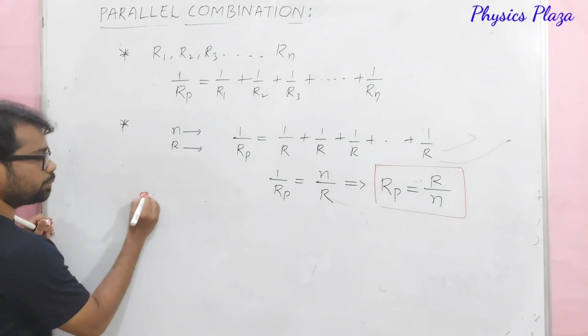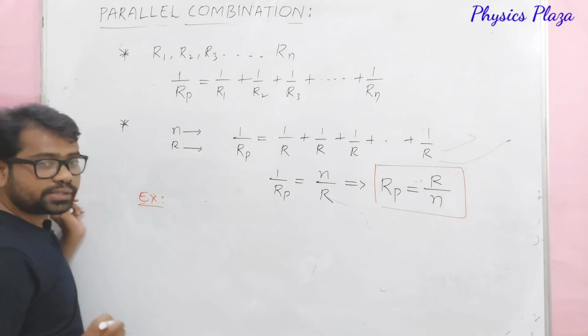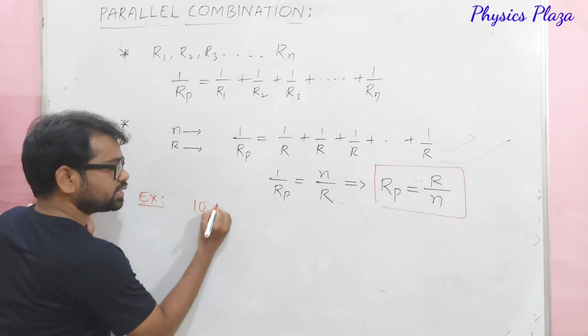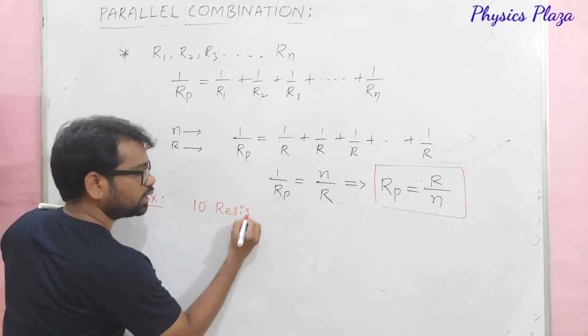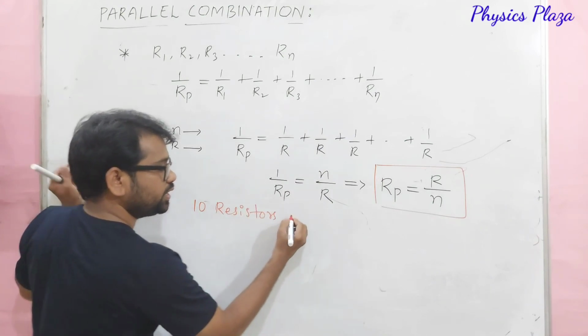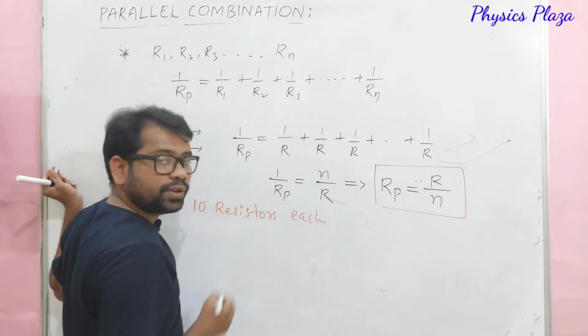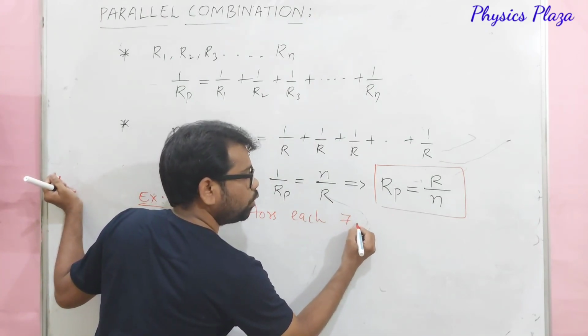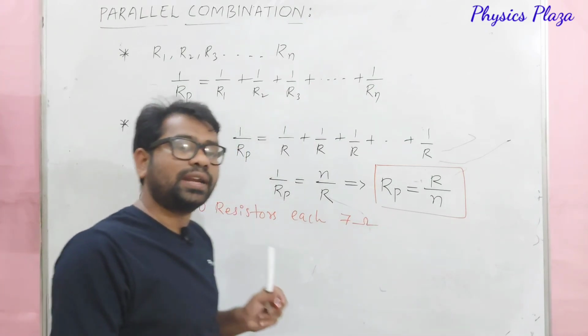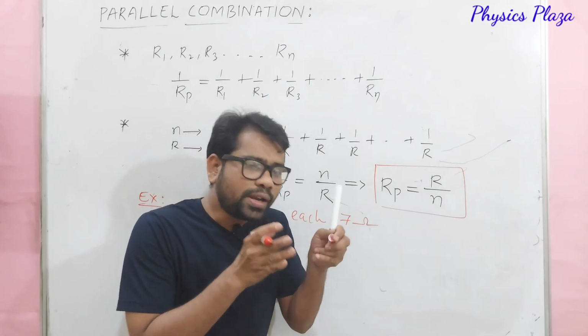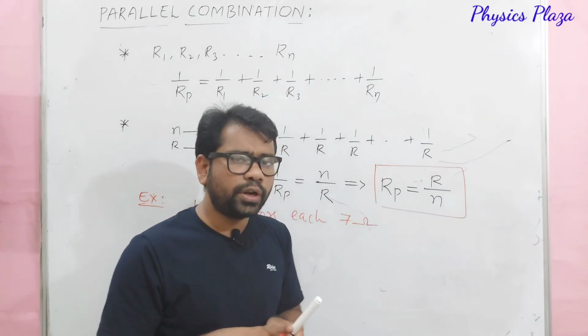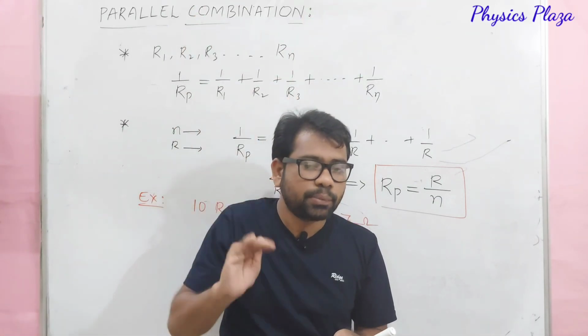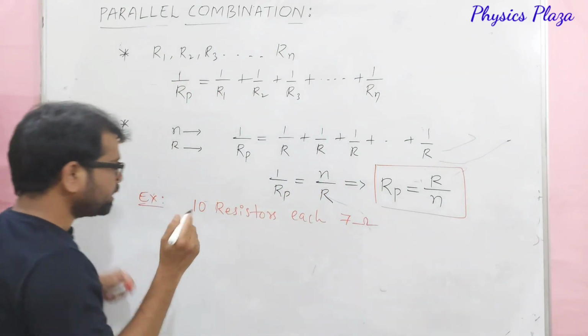Example, we will do one thing. For example, dear children, 10 resistors, each with, for example, 7 ohm resistance, are connected in parallel. Then what is the resultant resistance? Then you need not do 1 by 7 plus 1 by 7 plus 1 by 7, no need here. So what is given here?